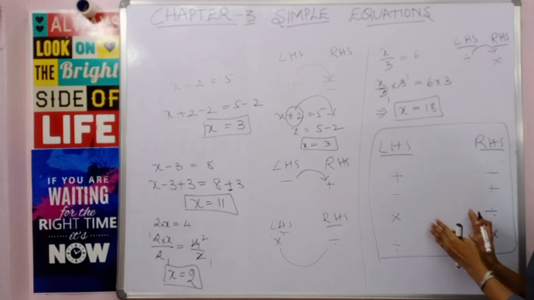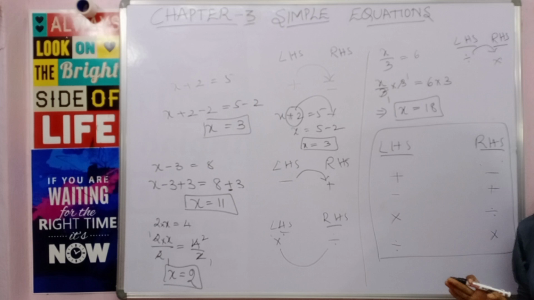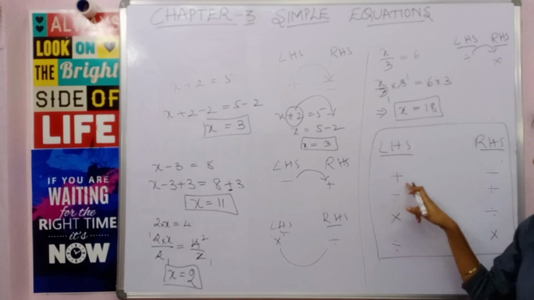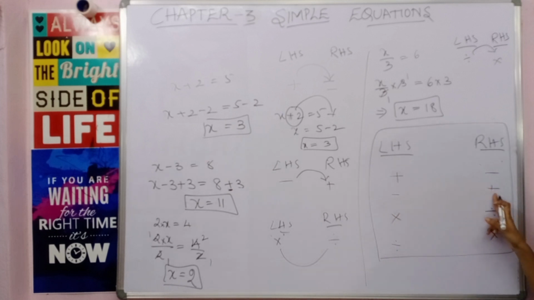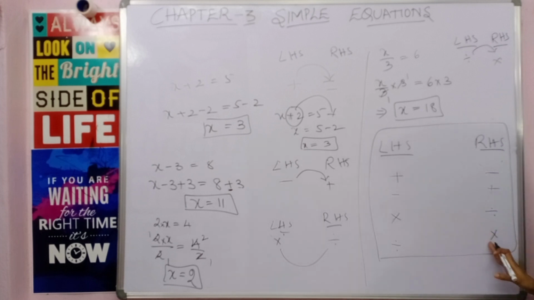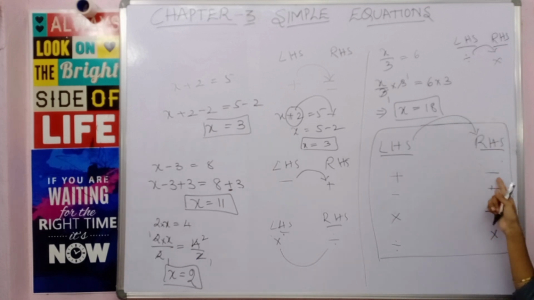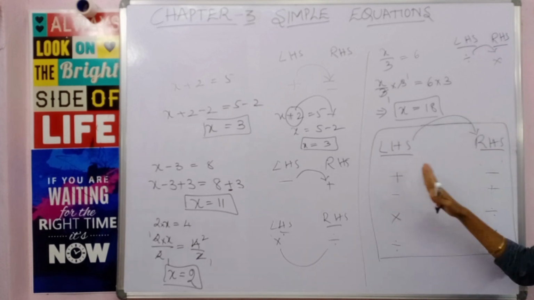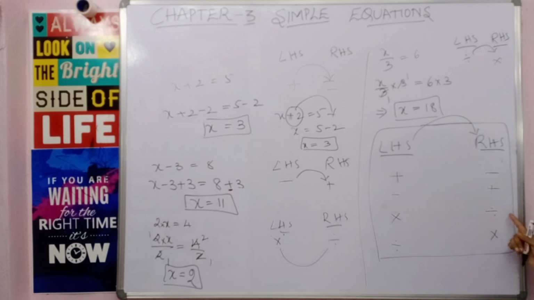Remember these rules. You are going to travel with these rules for your entire life, so do remember them. If you have plus in LHS, it becomes minus in RHS. If you have minus in LHS, it becomes plus in RHS. If you have multiplication in LHS, it becomes division in RHS. If you have division in LHS, it becomes multiplication in RHS. Plus transposing from one side to the other becomes minus. Minus becomes plus. Multiplication becomes division. Division becomes multiplication.